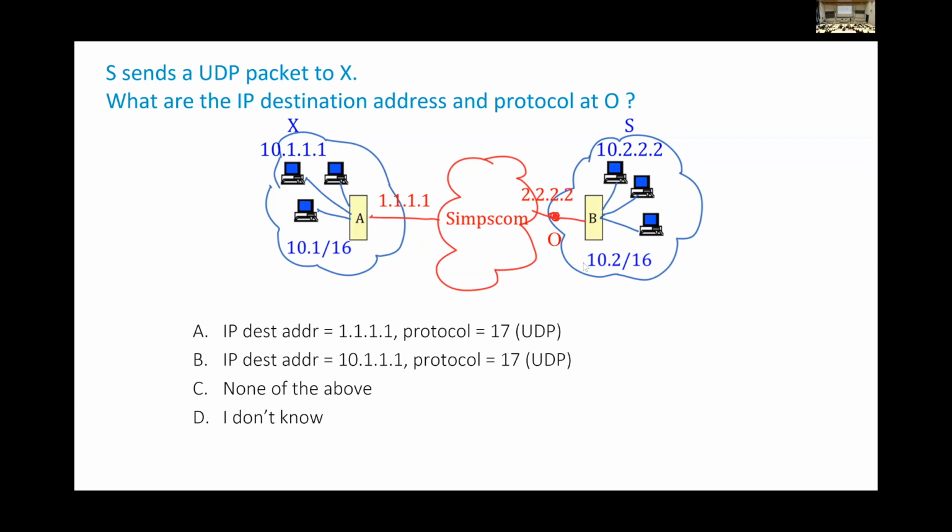Majority says A, but this is not correct here. It's true that the IP destination address is 111, but the protocol is not UDP. The protocol will be IP. We are carrying an IP packet inside an IP packet. So this is why we will see this strange thing.